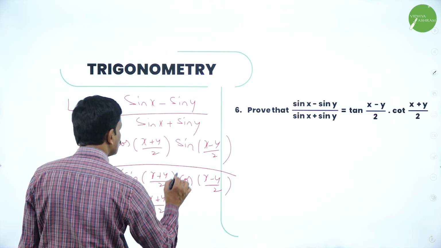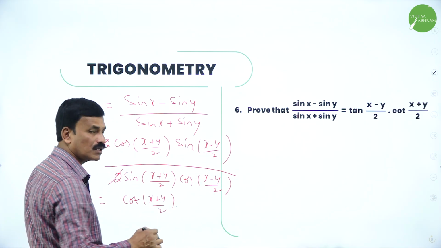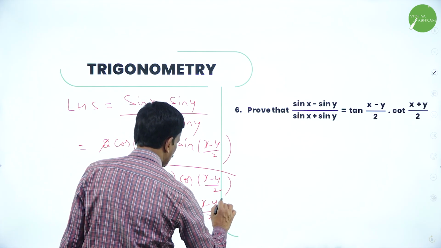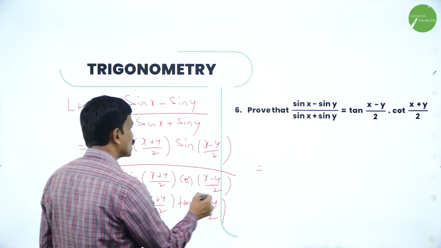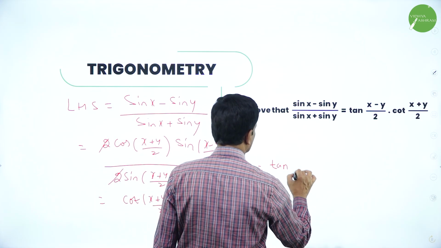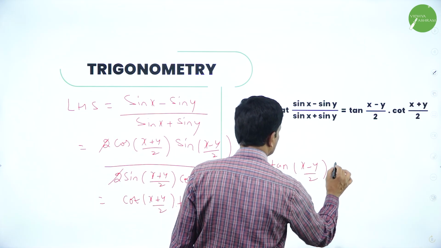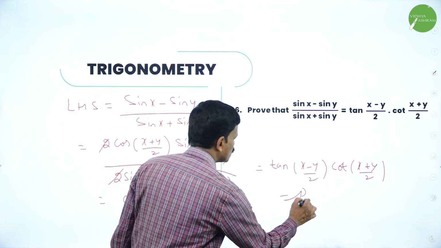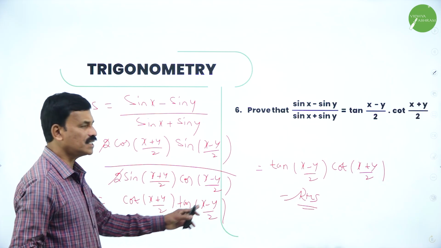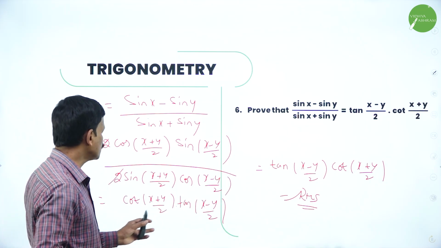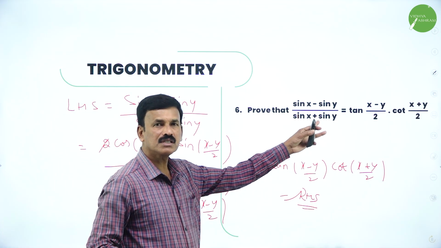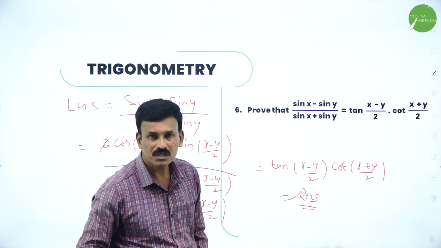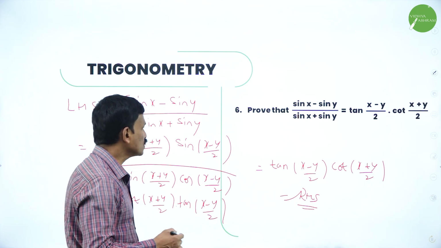Sin of x minus y by 2 divided by cos of x minus y by 2 is tan of x minus y by 2. Now, put it in order. So, just write first tan. So, this is tan of x minus y by 2 into cot of x plus y by 2, which is the required RHS. What is the required answer? Tan x minus y by 2 into cot x plus y by 2 is the required answer. Hope you followed. Now, move on to the next problem.